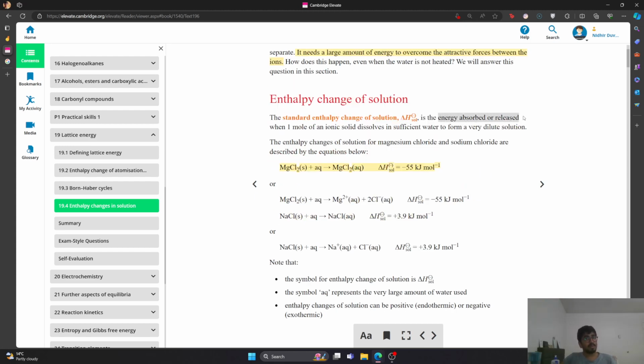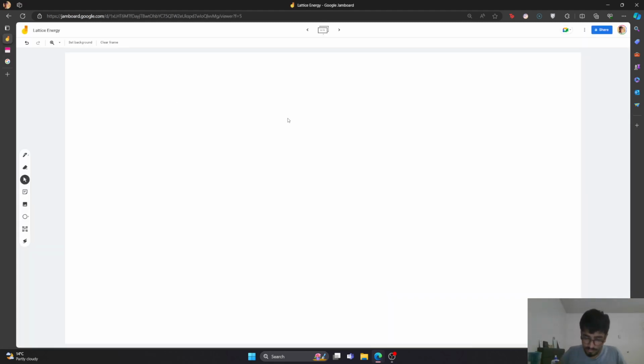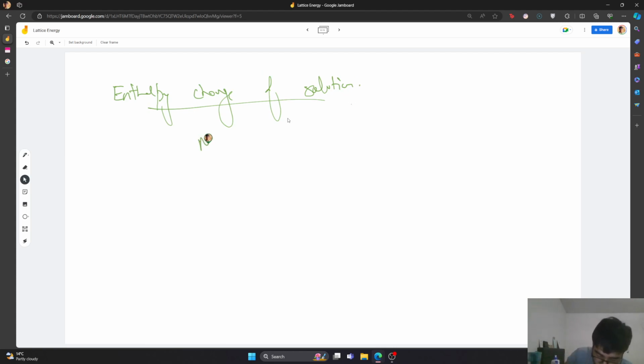So, same thing. It is the energy absorbed or released when 1 mole of the ionic solid dissolves in sufficient water to form a very dilute solution. So say something like, I start with MgCl2, which is solid, and then the aqueous is just a lot of water, and then you make MgCl2 aqueous, right? So let's just understand what is happening here. What we're talking about is enthalpy change of solution. We are starting with MgCl2, which is a solid, and we are converting it to MgCl2, which is what we call aqueous, right?